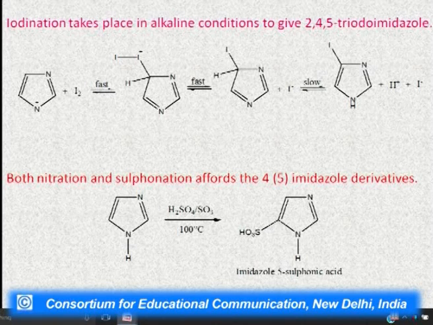Further nitration and sulfonation can be afforded at carbon number 4 and carbon number 5. It will not take place at carbon number 2, since if it takes place at carbon number 2, the sulfonic acid group is a bulky group, so it will create steric hindrance with the nitrogen atom already present. So, sulfonation will take place either at carbon number 4 or at carbon number 5.